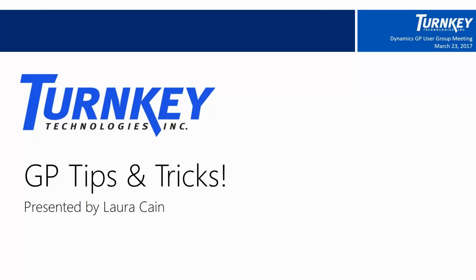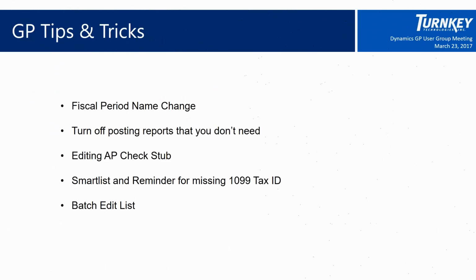Okay, guys, I'm going to go over the tips and tricks like Dale just said. I made a list. I actually had some help. Bill over here, one of our consultants, he'll throw emails of things he finds, so this was one of his little finds. The first one, the fiscal year period name change. Turn off posting reports that you don't need, and then we'll talk about that as well. Editing AP check stubs, smart list, and reminder for missing 1099 tax ID and batch ID list.